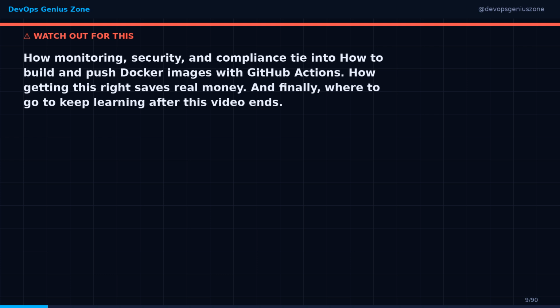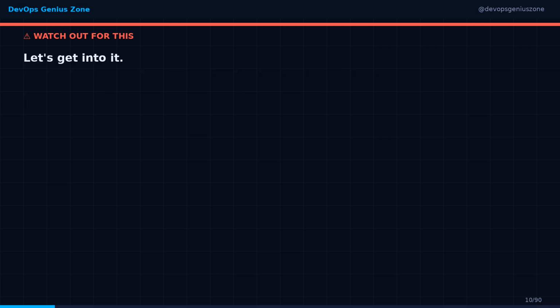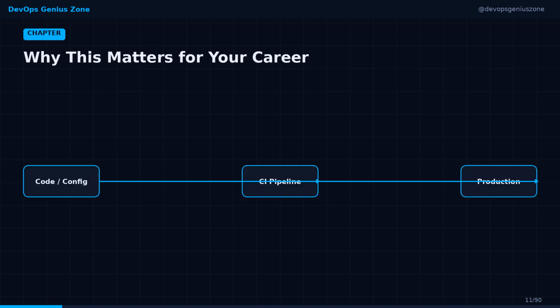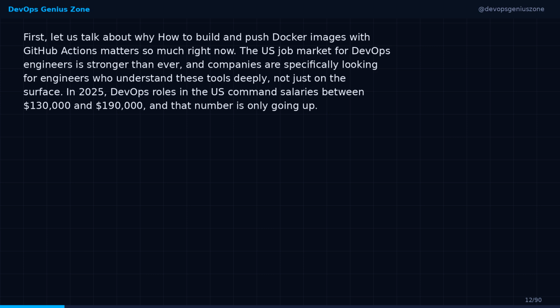Let's get into it. First, let us talk about why how to build and push Docker images with GitHub Actions matters so much right now. The US job market for DevOps engineers is stronger than ever, and companies are specifically looking for engineers who understand these tools deeply, not just on the surface. In 2025, DevOps roles in the US command salaries between $130,000 and $190,000, and that number is only going up. Knowing how to build and push Docker images with GitHub Actions inside and out can literally change your career trajectory.